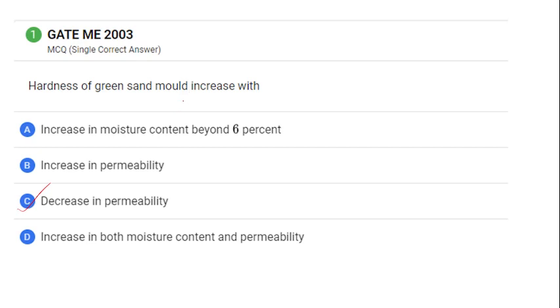Okay, any doubt in this question? Can you please explain this? See, what is permeability? It is the ability of a molding sand to flow the gas into that. So obviously, it is the opposite of hardness. What is hardness? If your material is hard, gas will not be able to flow into that, right?